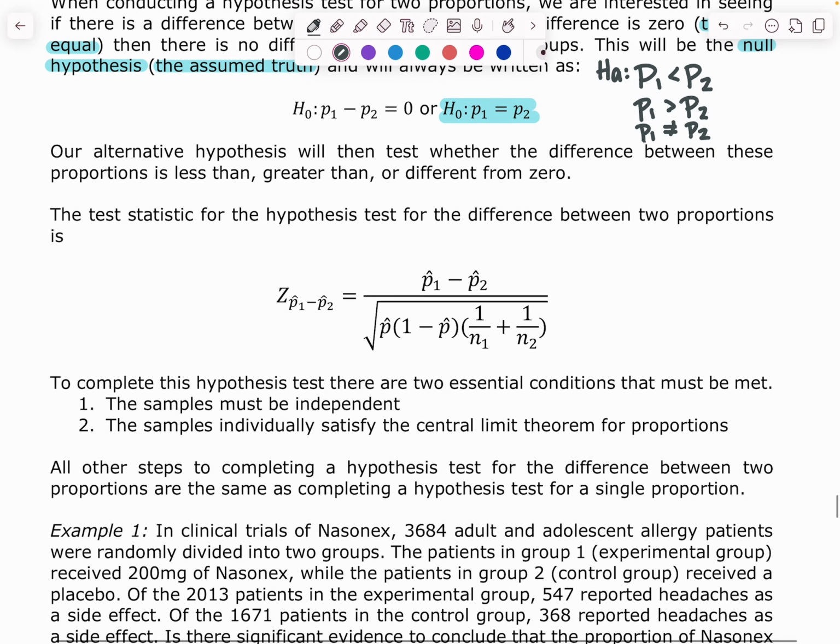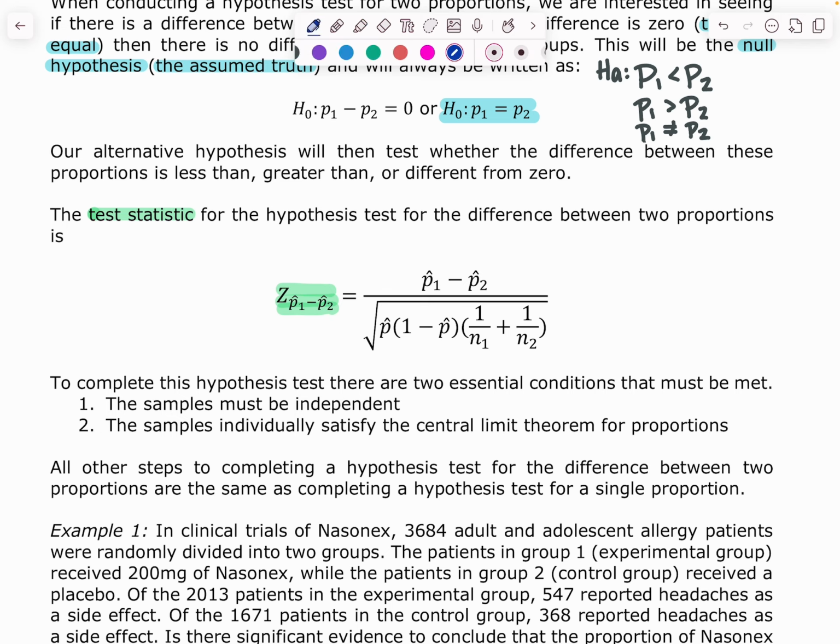So the test statistic for this hypothesis is below. The z-score for the difference between P1 hat and P2 hat is P1 hat minus P2 hat divided by the square root of P hat times 1 minus P hat times 1 over N1 plus 1 over N2.